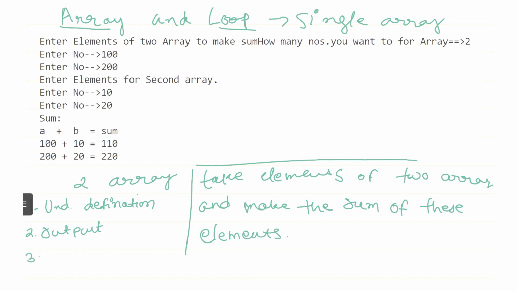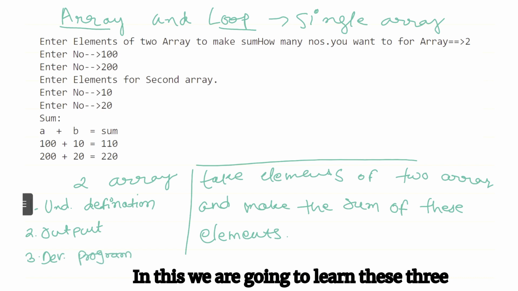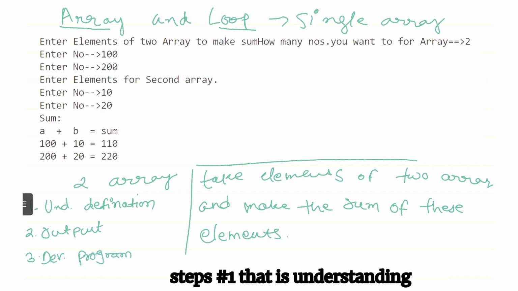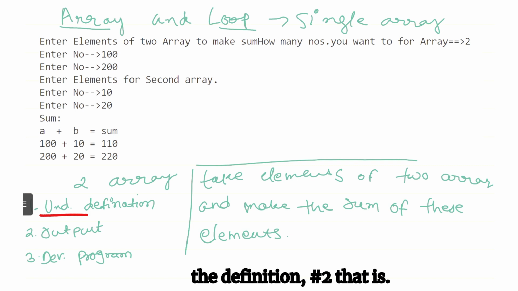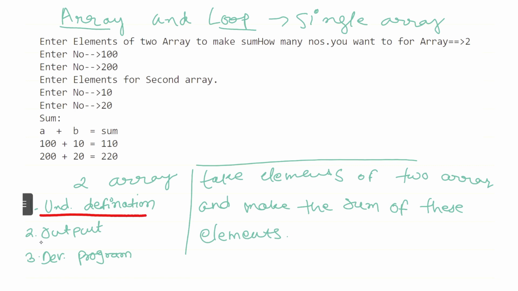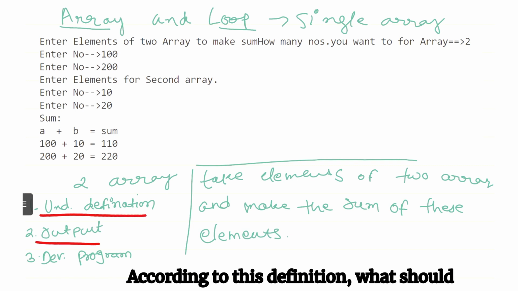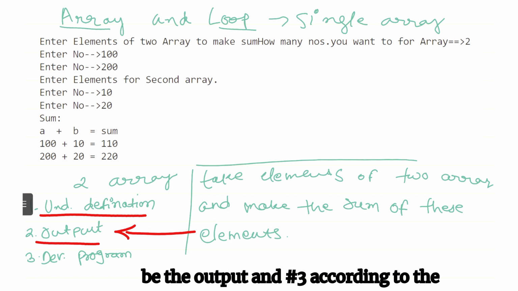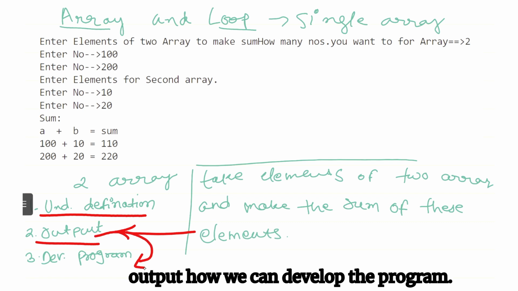and third, develop the program. In this, we are going to learn these three steps. Number one, that is understanding the definition. Number two, according to this definition, what should be the output. And number three, according to the output, how we can develop the program.